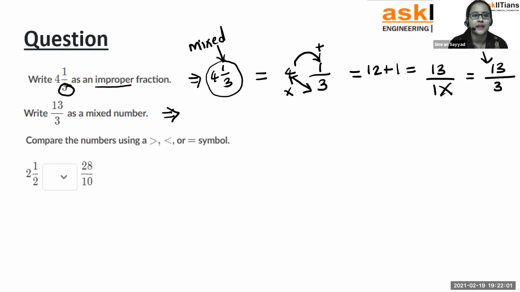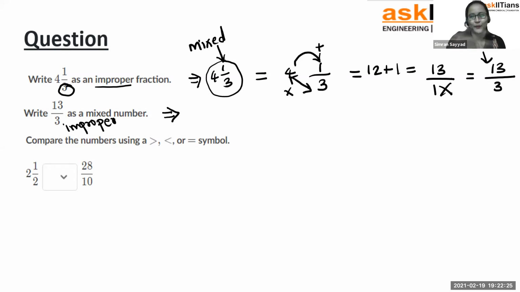Write 13 by 3 as a mixed number. So tell me, what is 13 by 3? Yes, it's an improper fraction. Why? Because the numerator is greater than the denominator. For this, you have to write it as a mixed number. I was expecting that you would say, ma'am, the answer is 4 1 by 3.